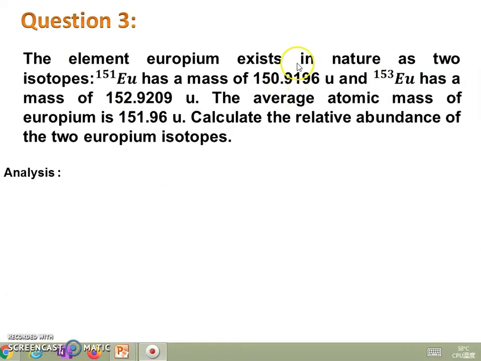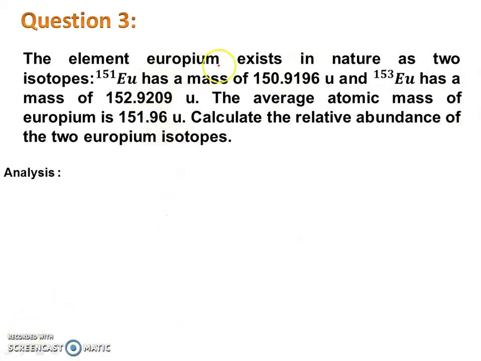Question 3. The element europium exists in nature as two isotopes. Europium-151 has a mass of 150.9196 U and europium-153 has a mass of 152.9209 U. The average atomic mass is given as 151.96 U. Calculate the relative abundance of the two europium isotopes. The question asks what the relative abundance is for Eu-151 and for Eu-153.